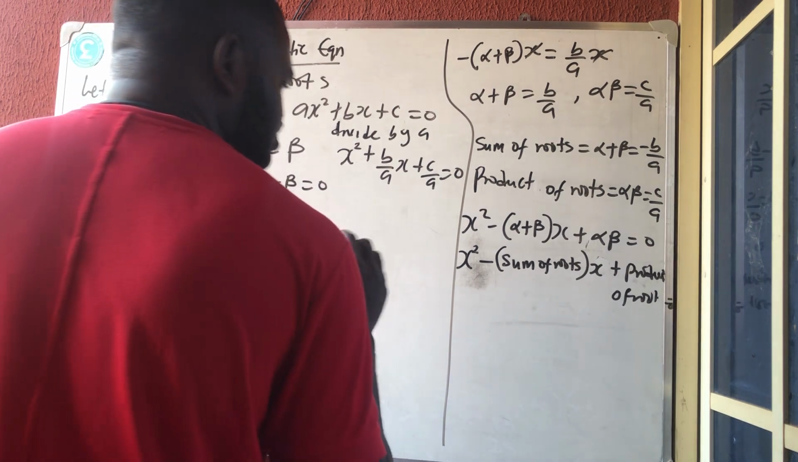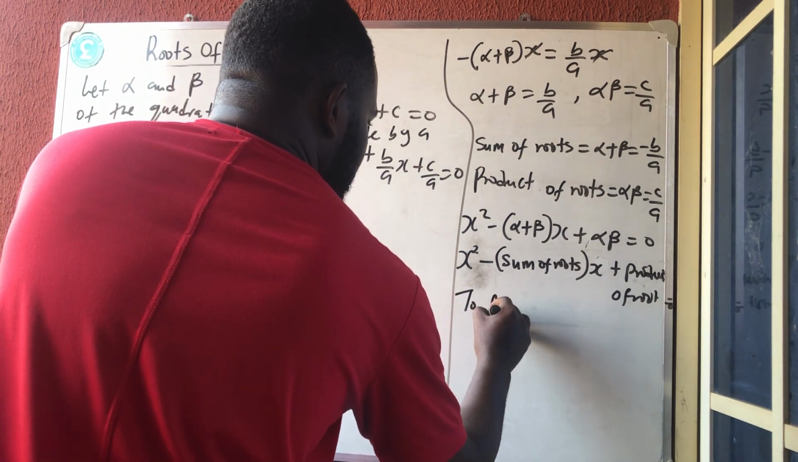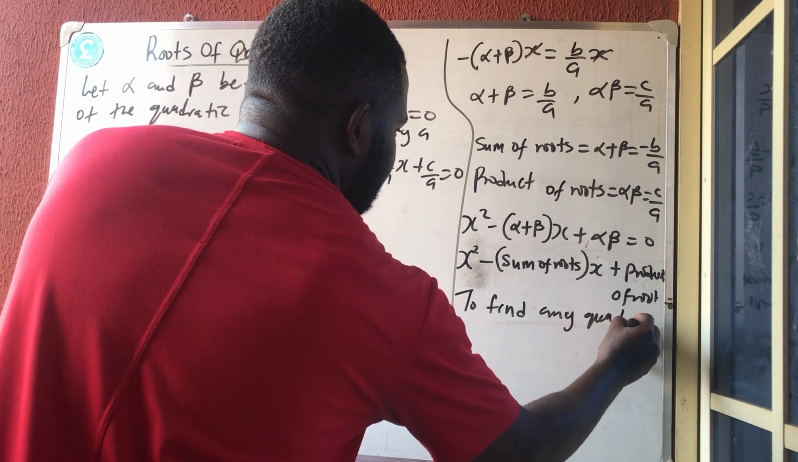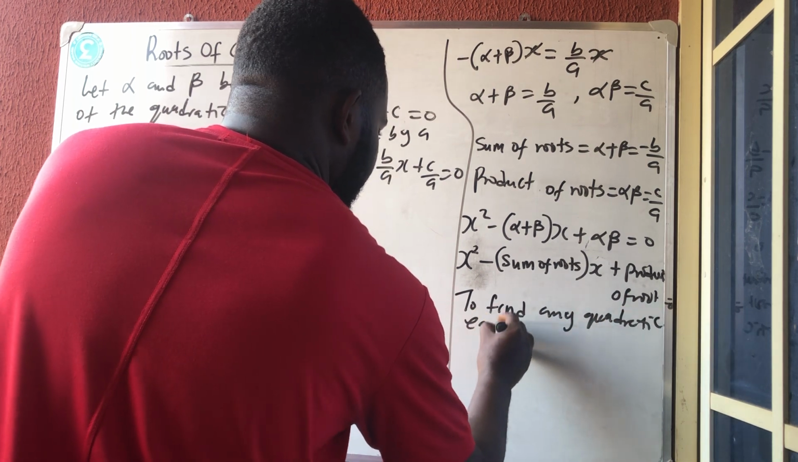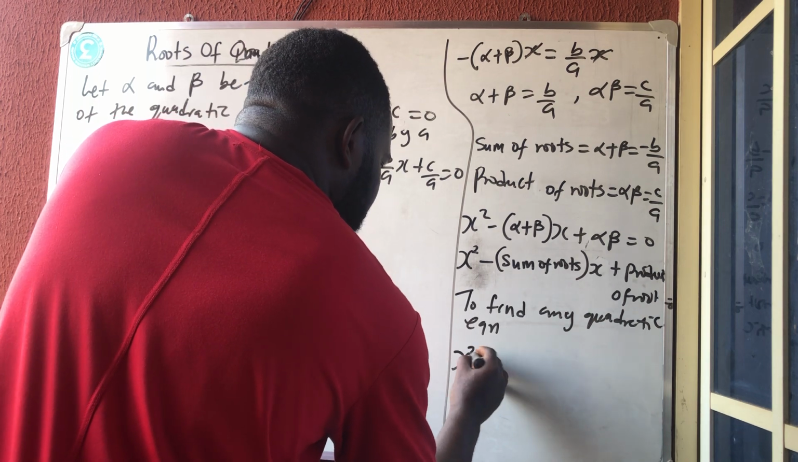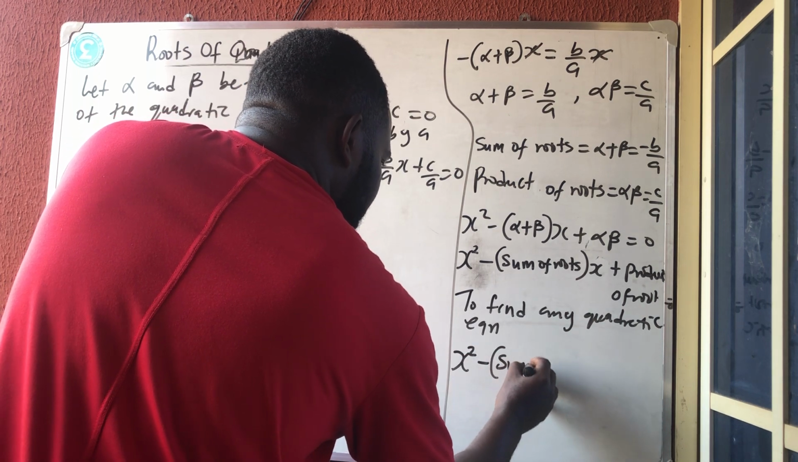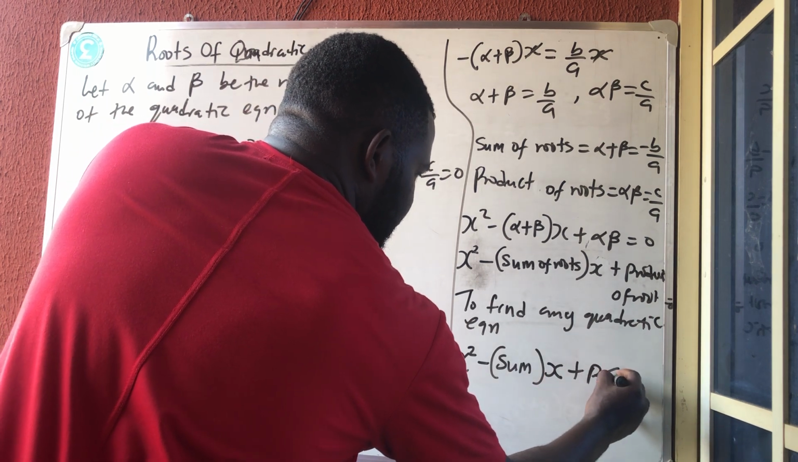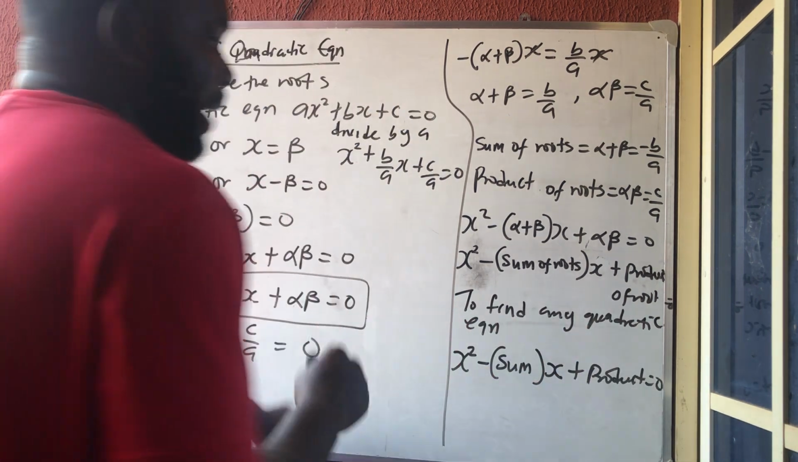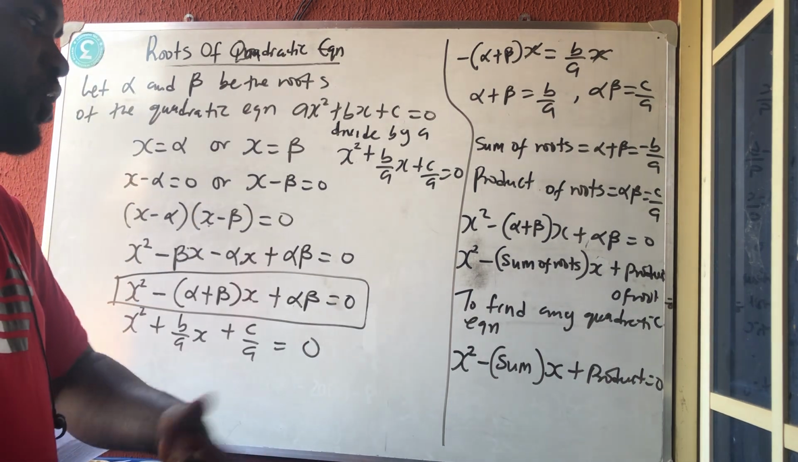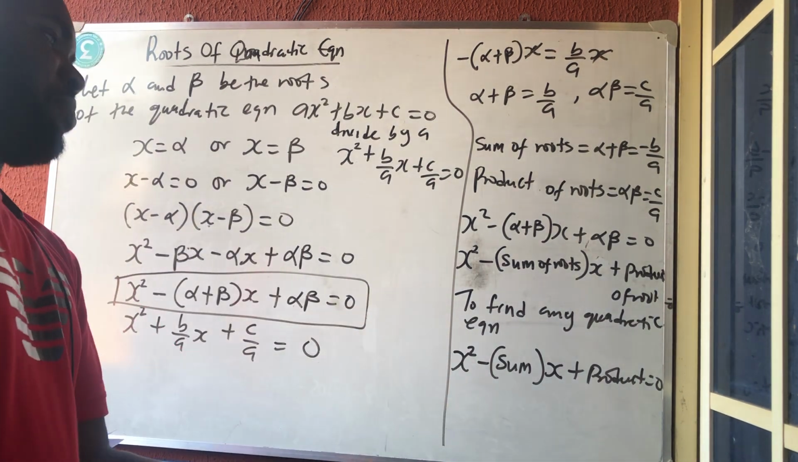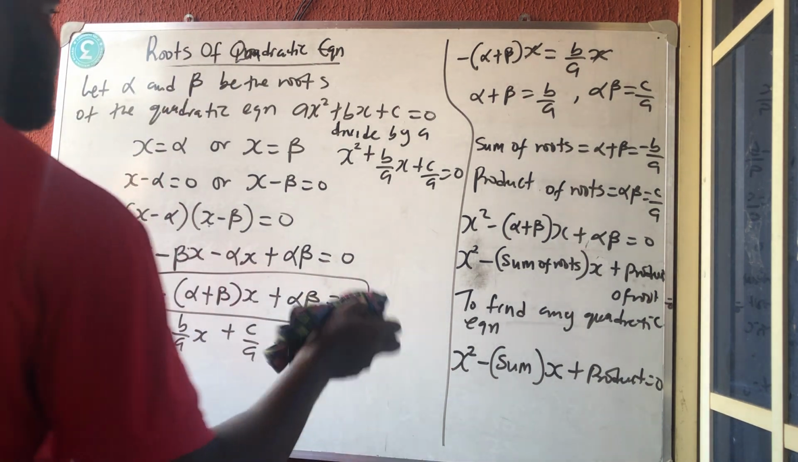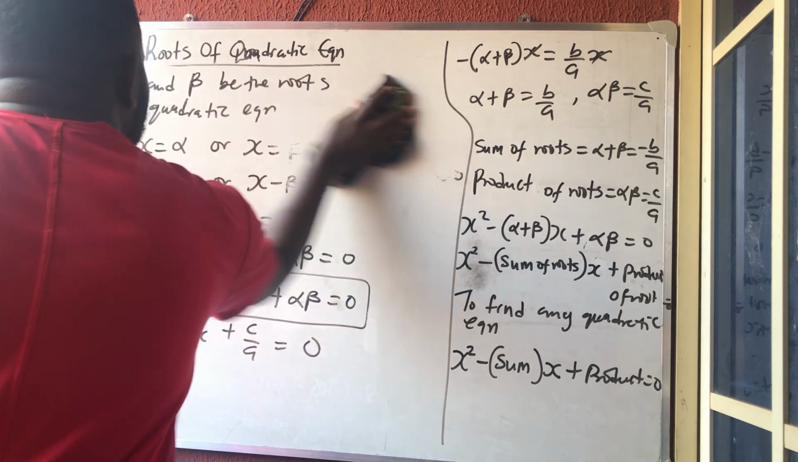In short, to find any quadratic equation, the formula is simply x squared minus sum of roots x plus product equal to 0. As simple as that. So to find any quadratic equation, you just say x squared minus sum times x plus product is equal to 0. So that is that. Okay.